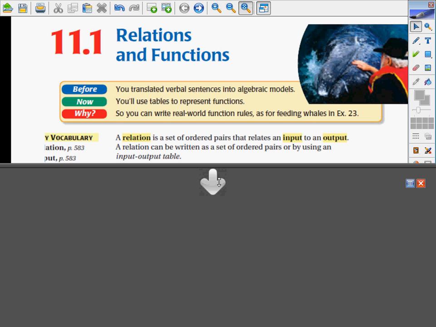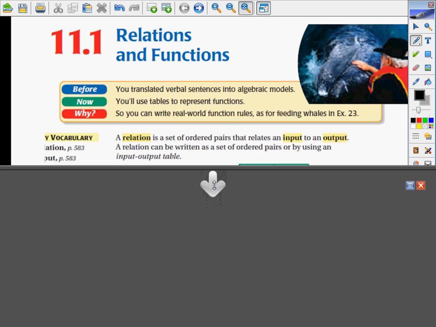Okay, so here's some vocabulary, and you should be taking notes just like you would if you were in class. So a relation is a set of ordered pairs that relates an input to an output. A relation can be written as a set of ordered pairs or by using an input-output table. So a set of ordered pairs, remember, we have x comma y, or in this case input comma output.